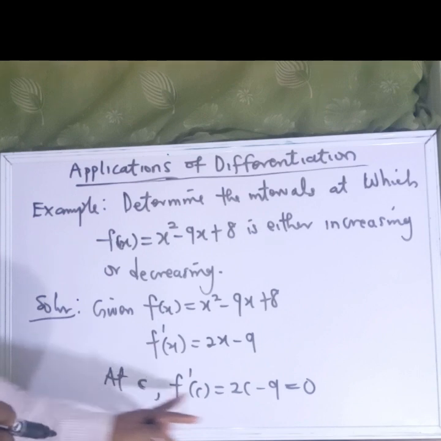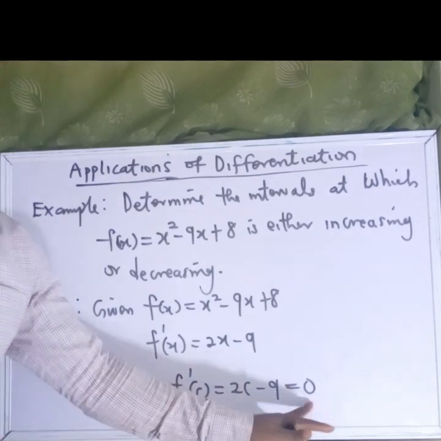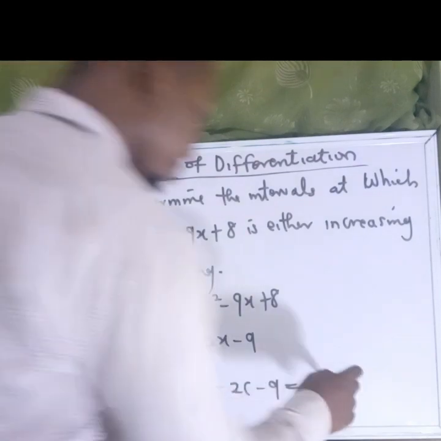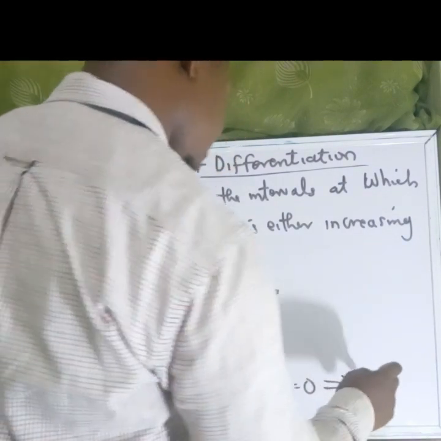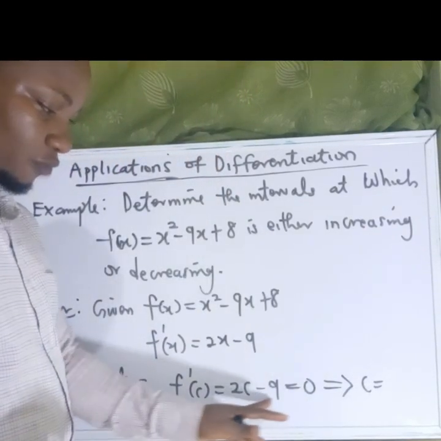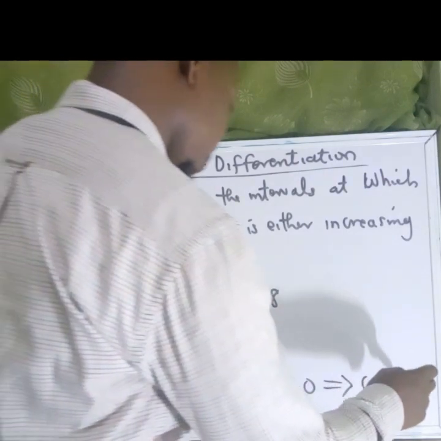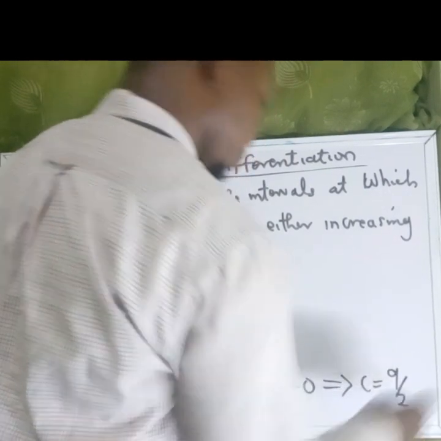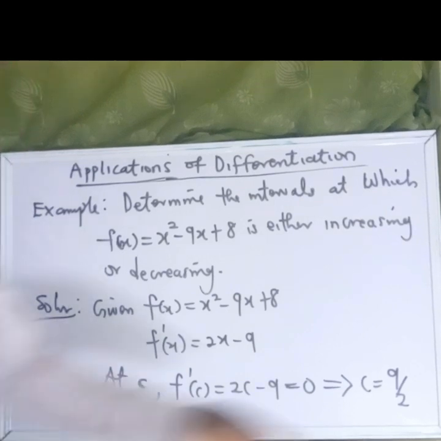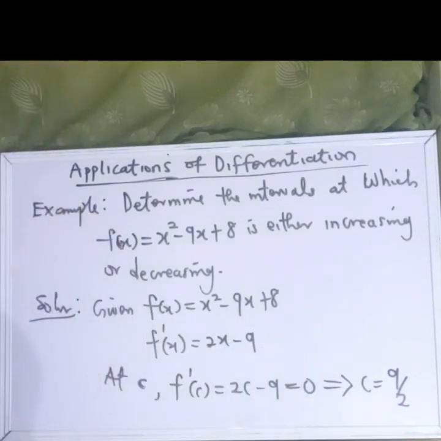So when we substitute c into this, at the critical point, there is a theorem that says the slope at the critical point will be 0. So this implies this point c, from the equation 2c minus 9 equals 0, will be equal to 9 divided by 2, which equally means 4 and 1 by 2, or 4.5.